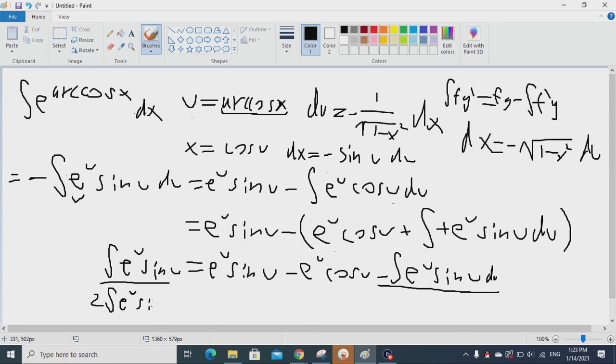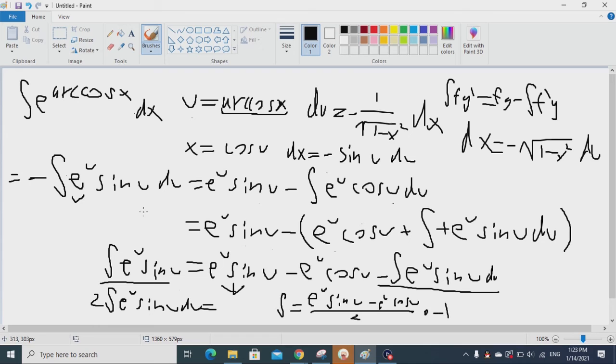So we'll get 2 times our integral that we want is equal to e to the u sine u minus e to the u cosine u. This is kind of the reason I picked problems like these: the first problem because it had the times 1, and the second problem because it has this phenomenon, that's a nerdy word, this occurrence where you get the same integral, and so you have to divide by 2.